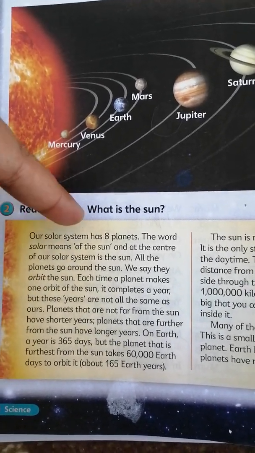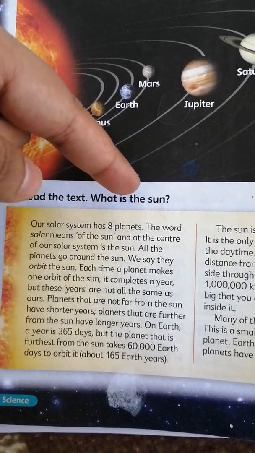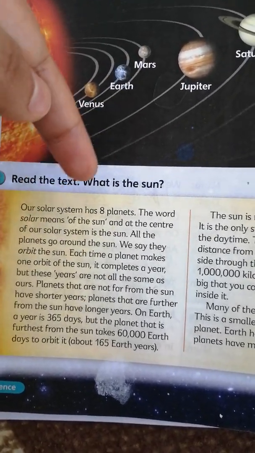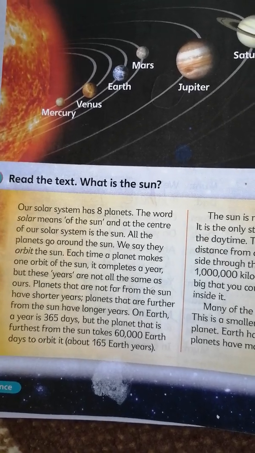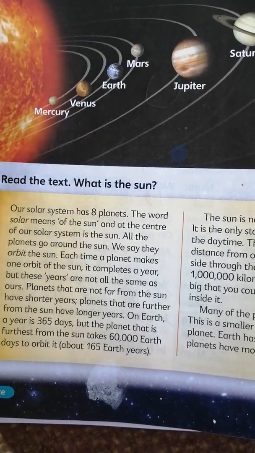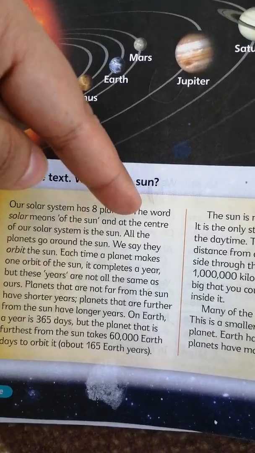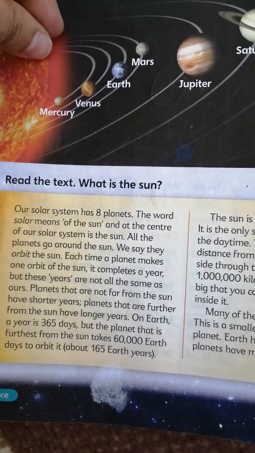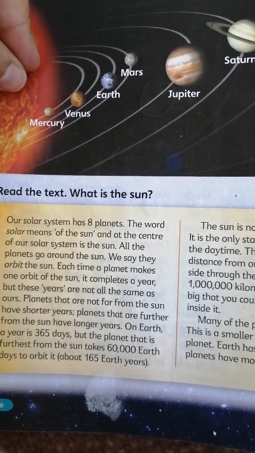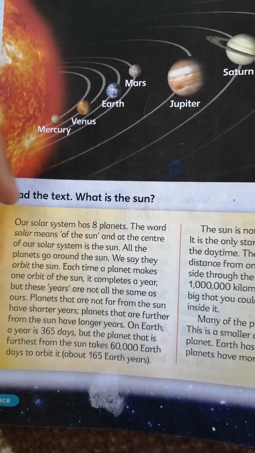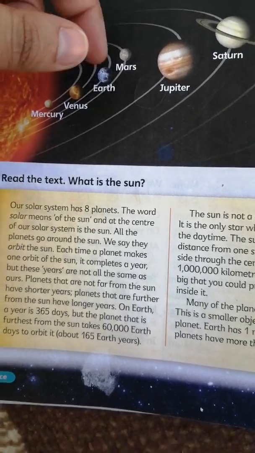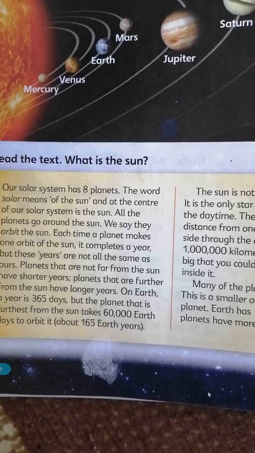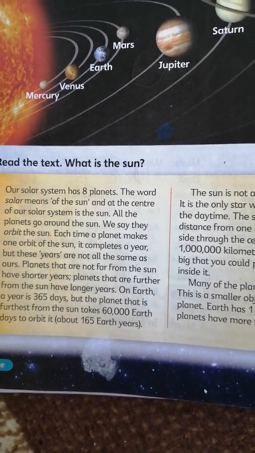Our solar system has 8 planets. Like we see, the word solar means of the sun, comes from the sun. And all the planets go around, and at the center of our solar system is the sun. Here in the center, in the middle, is the sun and all turn around. All the planets go around the sun. We say they orbit the sun. It means go around.